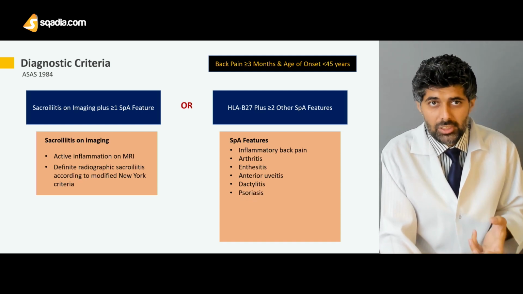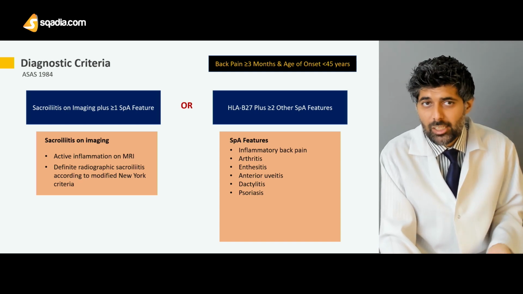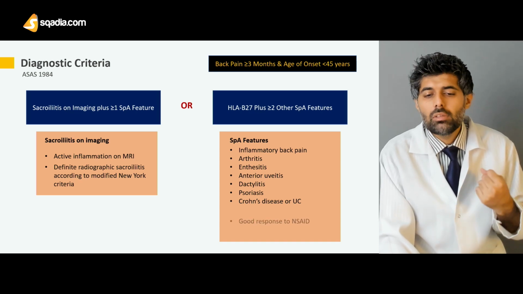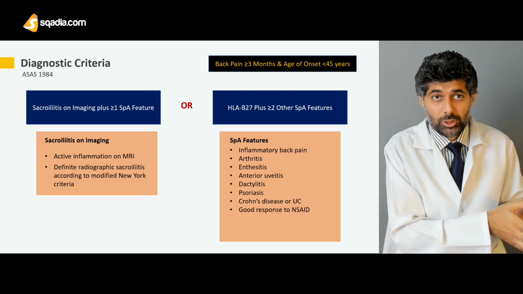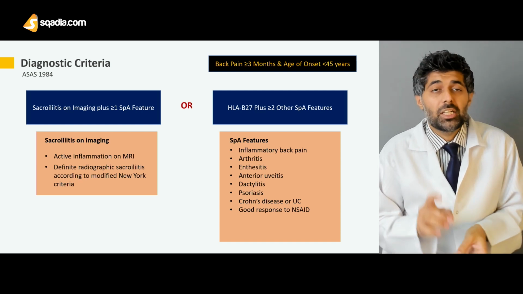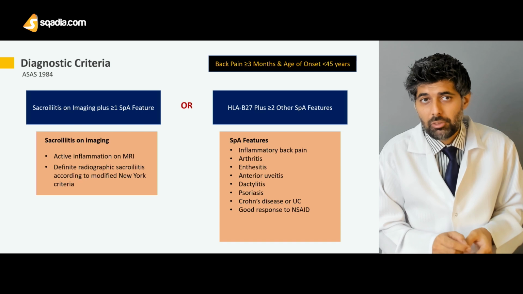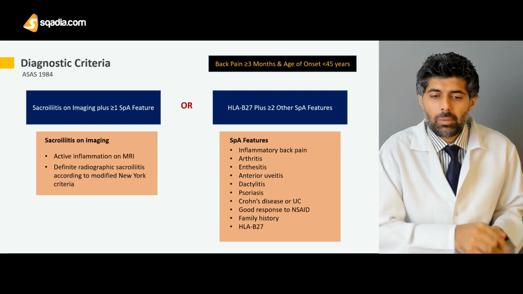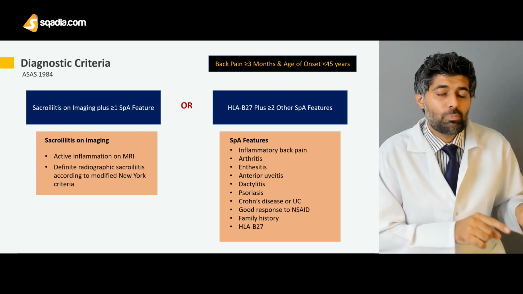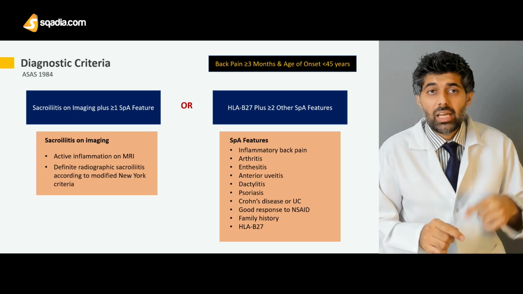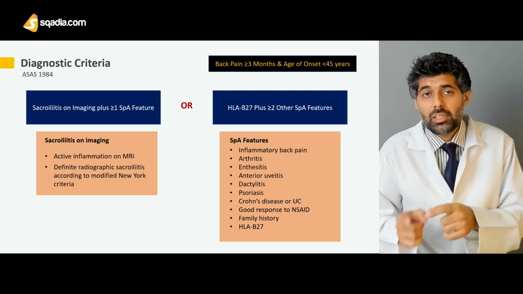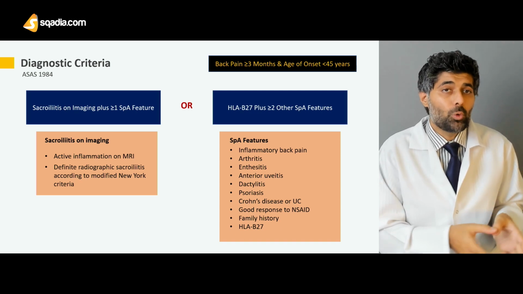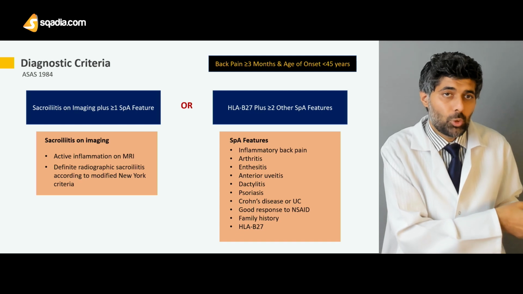It can be psoriasis, appearance of white fish-like scales on the skin. It can be Crohn's disease. It can be a good response to the NSAIDs therapy, that is the non-steroidal anti-inflammatory drugs. It can be the family history or the family history with the presence of B27, because as stated in epidemiology that patients with the family history are more prone to ankylosing spondylitis.